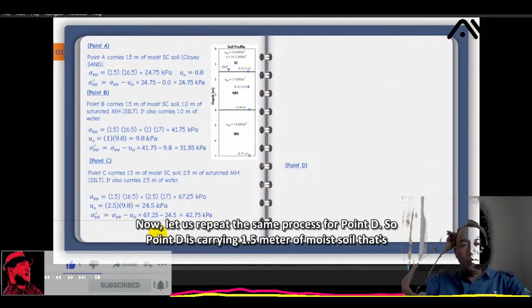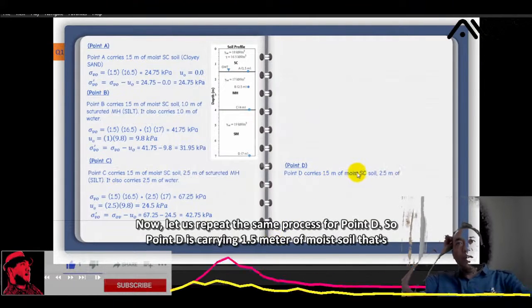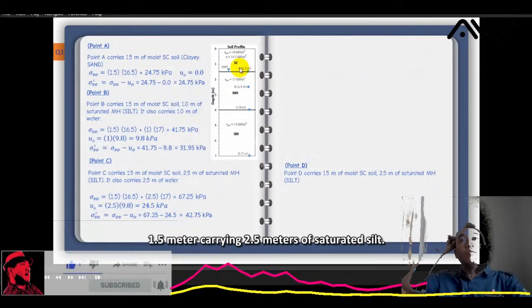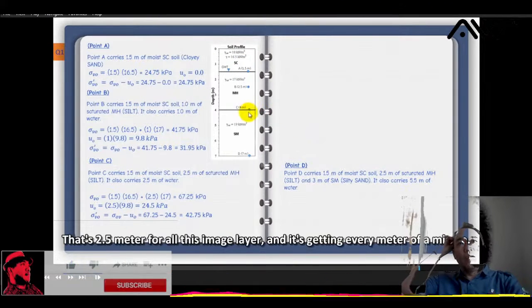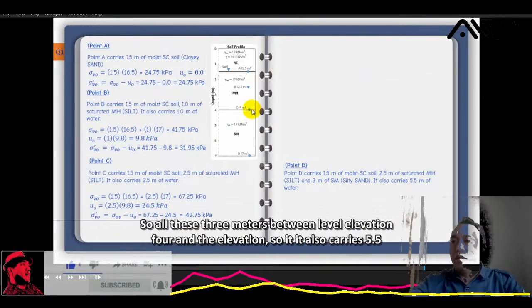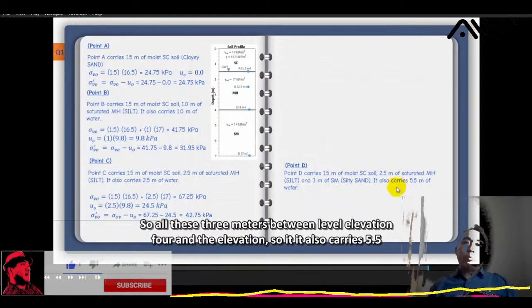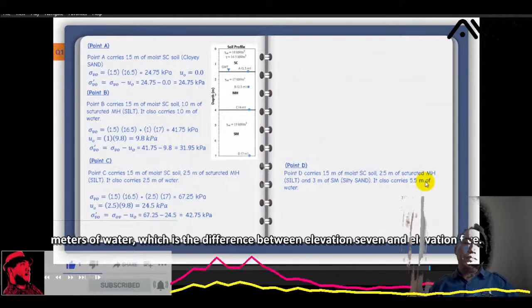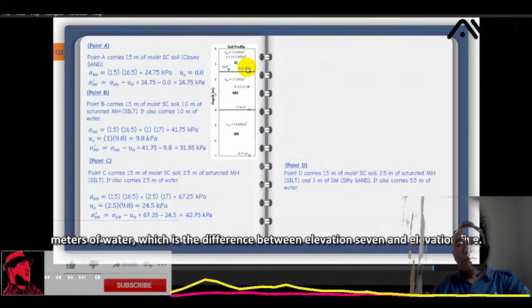Now, let us repeat the same process for point D. So point D is carrying 1.5 meter of moist soil, carrying 2.5 meter of saturated silt for all this MH layer, and it's carrying 3 meter of SM soil, all these 3 meter between elevation 4 and elevation 7. It also carries 5.5 meter of water, which is the difference between elevation 7 and elevation 1.5.